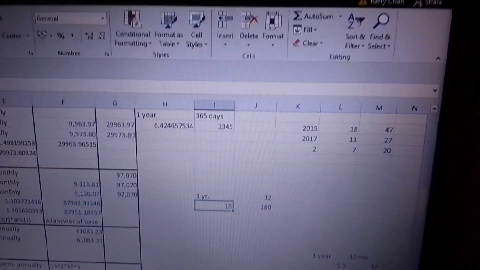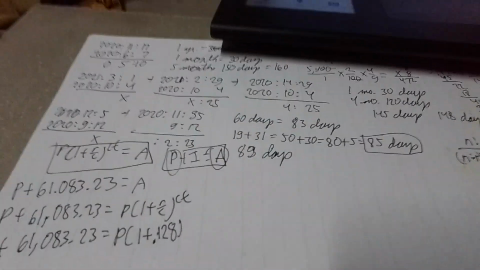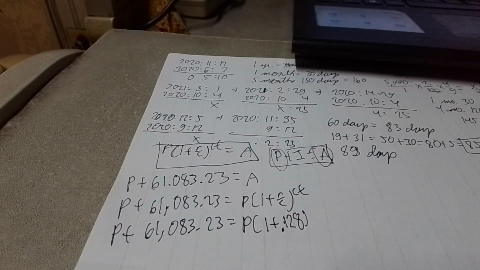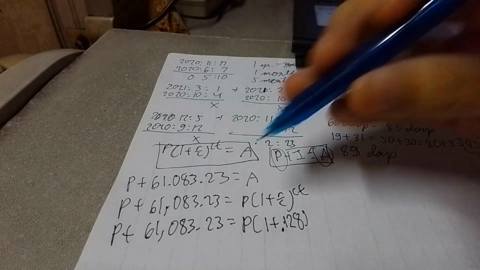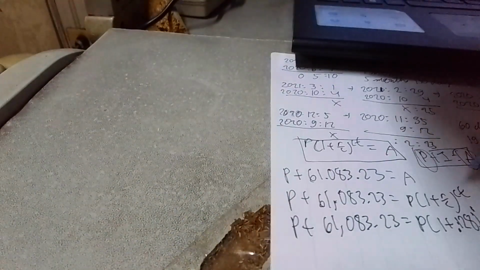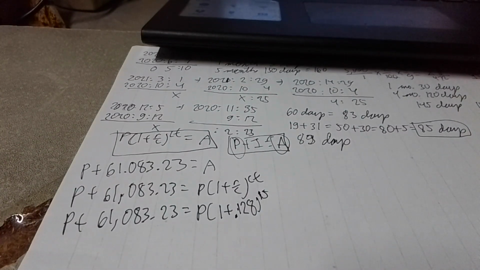So therefore, our exponent is 15 years. Okay? Now back to the problem. So now we already have this. So therefore, P plus 61,083.23 pesos is equivalent to P times 1.28 raised to the 15th power. Right? Now we can solve for both.